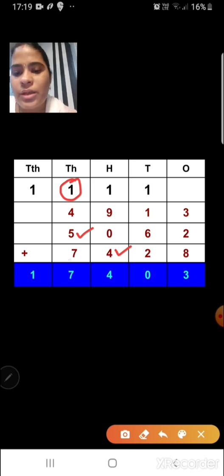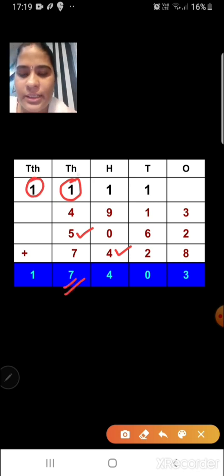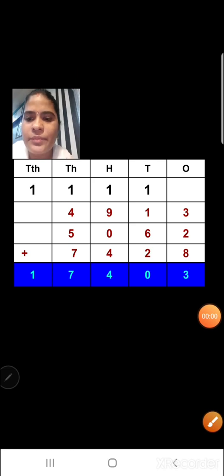Again 1 will go in the next place, which is 10,000s place, as carry over. Number 7 you have to write in thousands place. In 10,000 place we don't have any number, we only have 1 carry over. So write 1 in 10,000s place. Our final answer is 17,403.